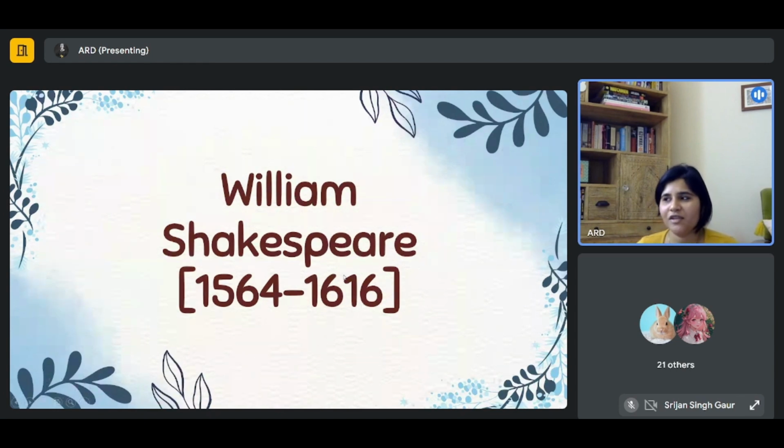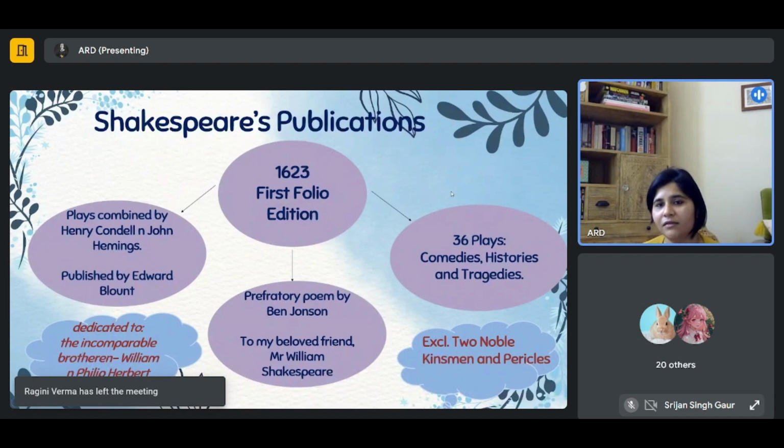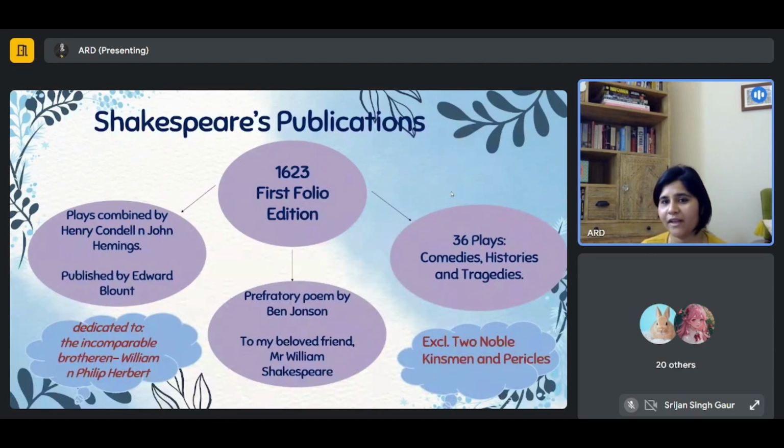Okay, so with this we will officially come to William Shakespeare. So William Shakespeare, very first folio was published in 1623. These are all the important points of the folio. The plays were combined by Henry Condell and John Hemmings. These were the co-actors of Shakespeare's company, Lord Chamberlain's Men. They worked with James Burbage, Richard Burbage, William Kemp, Shakespeare. So Henry Condell, John Hemmings, they were colleagues. So they brought all his plays together, and in 1623 they published the first folio edition.